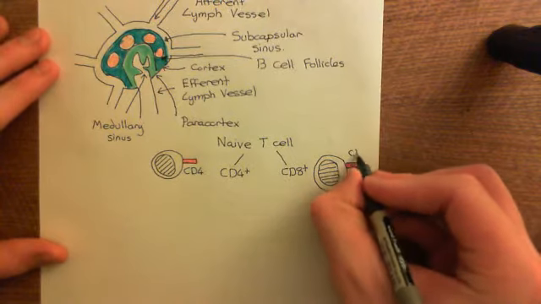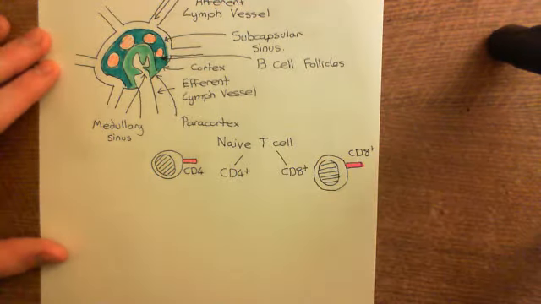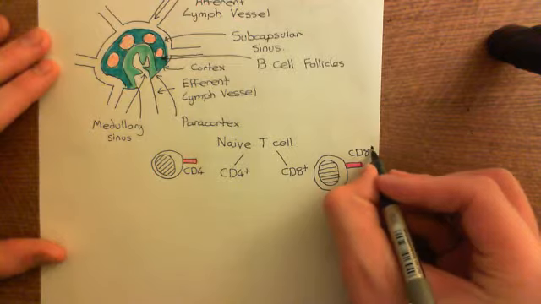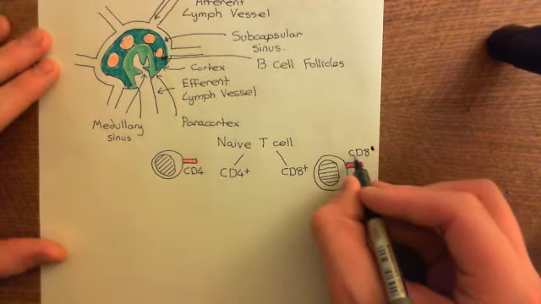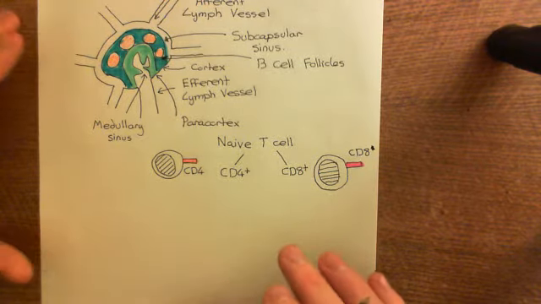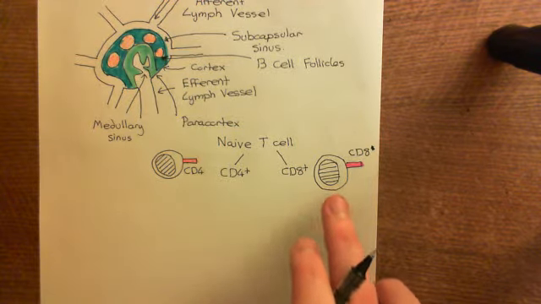So loads of these naive T cells in the cortex and the paracortex will have CD4 on their surface, and loads of them will have CD8 on their surface. And I shouldn't have put a positive there. The molecule is known as CD8, which stands for cluster of differentiation 8, or cluster of differentiation 4. Okay, so we are not interested in these CD8 positive naive T cells at all.